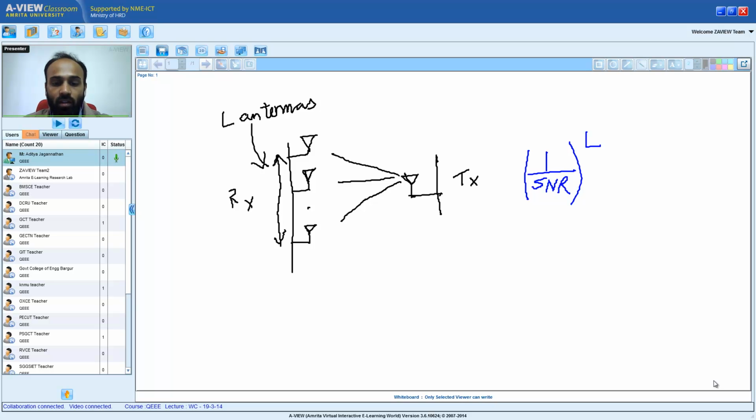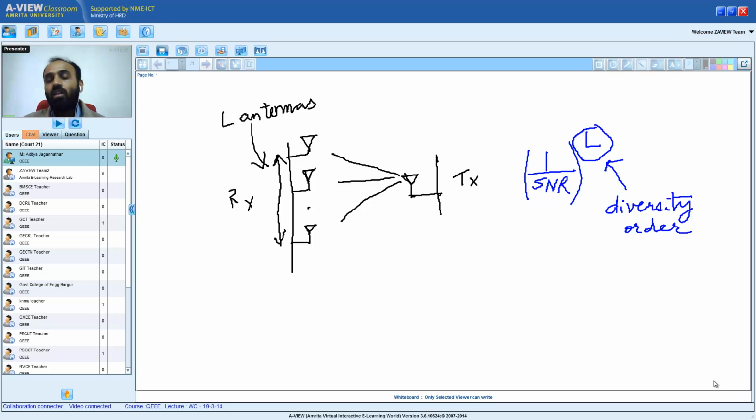Okay, and we said that this L is known as the diversity order of the system. That is, this results in a significant decrease of the bit error rate as the number of antennas increases. Basically, the bit error rate keeps decreasing. For one antenna, it is 1 over SNR. For two antennas, it is 1 over SNR square, and so on and so forth. For L antennas, it is 1 over SNR to the power of L.